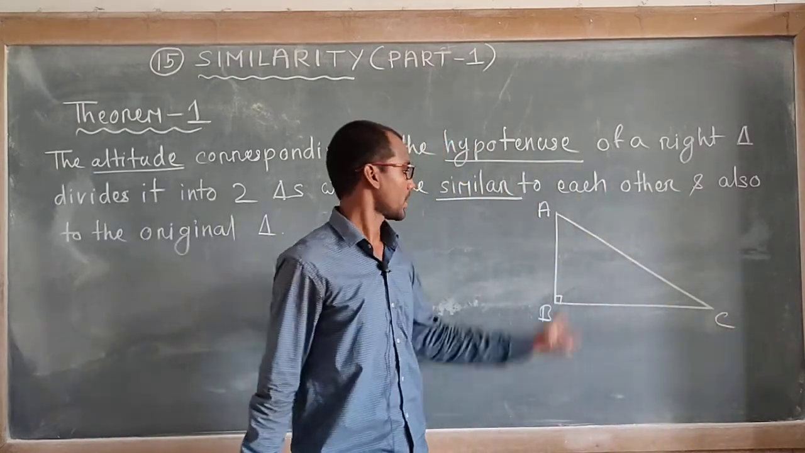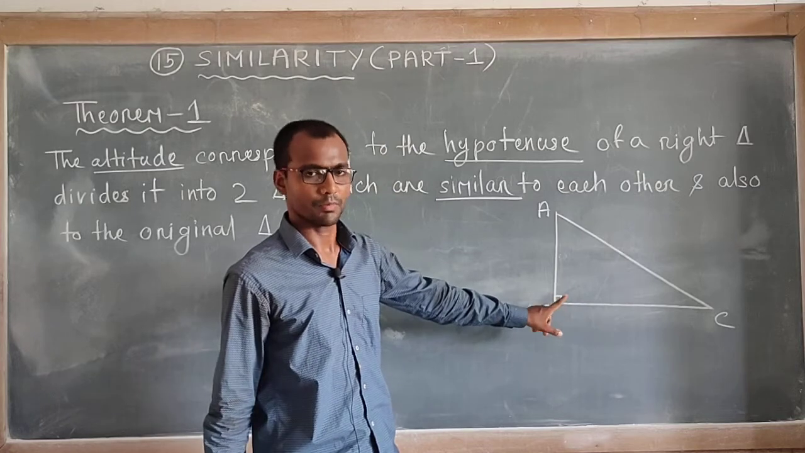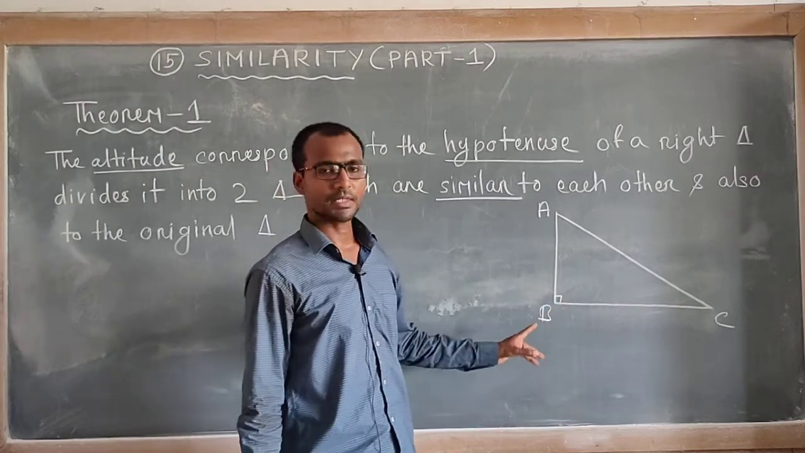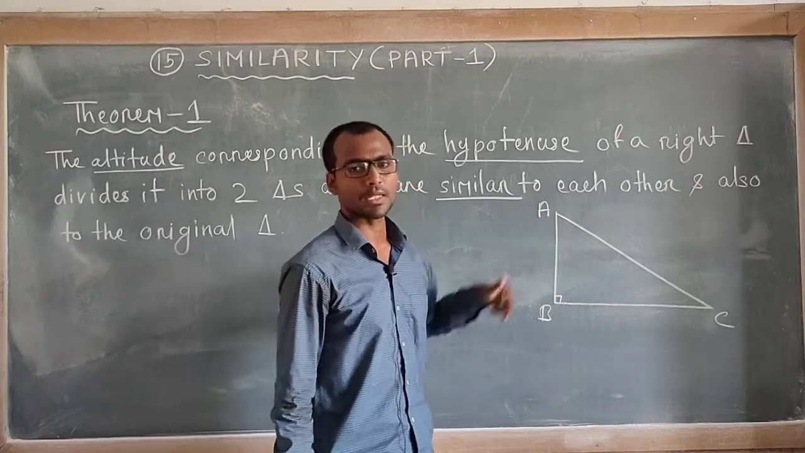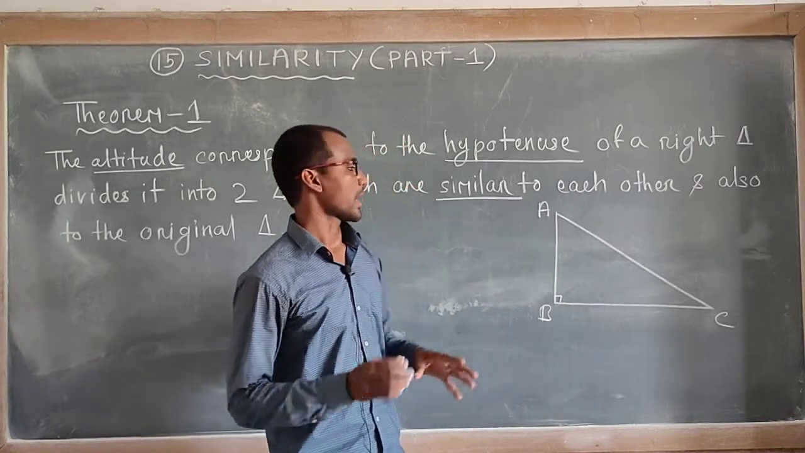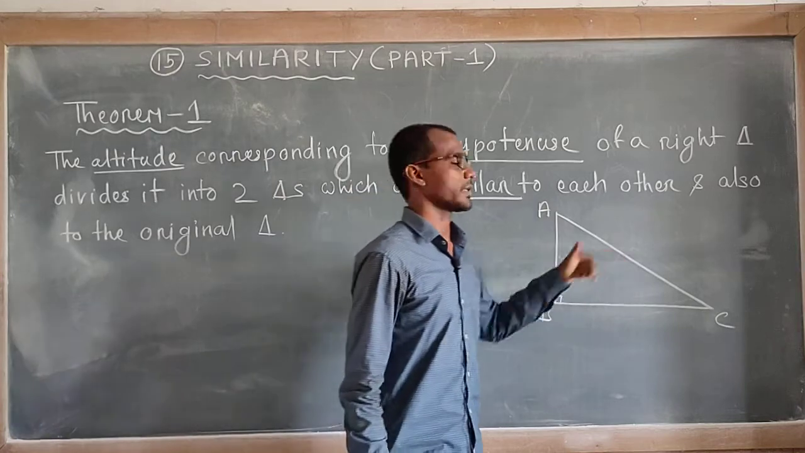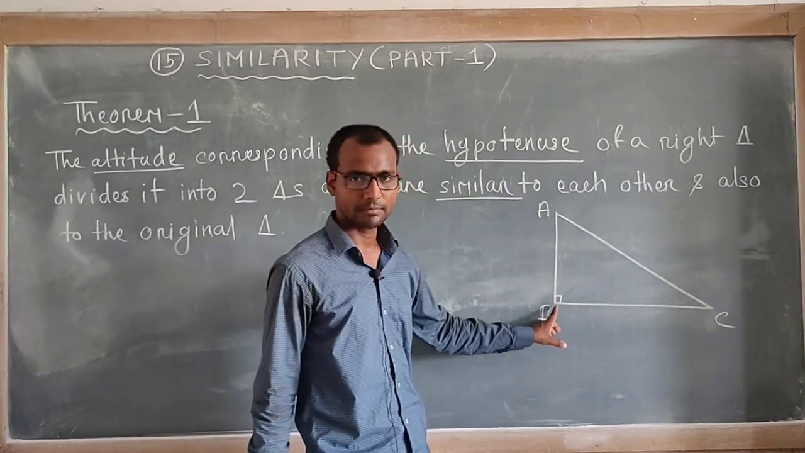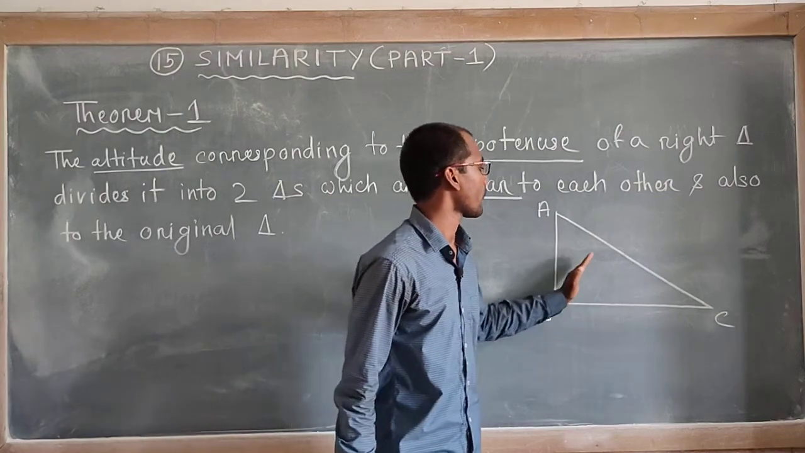I have drawn a right triangle ABC, right angle at B, angle B is 90 degrees. So which is the hypotenuse? The side opposite to the right angle, means AC is the hypotenuse. So now I will draw the altitude corresponding to the side AC, means hypotenuse AC. So I have to start from B. From B I have to draw a perpendicular on AC.